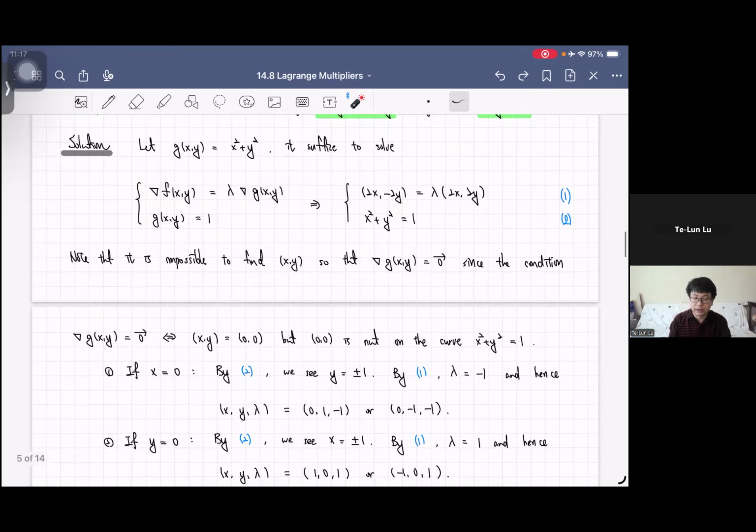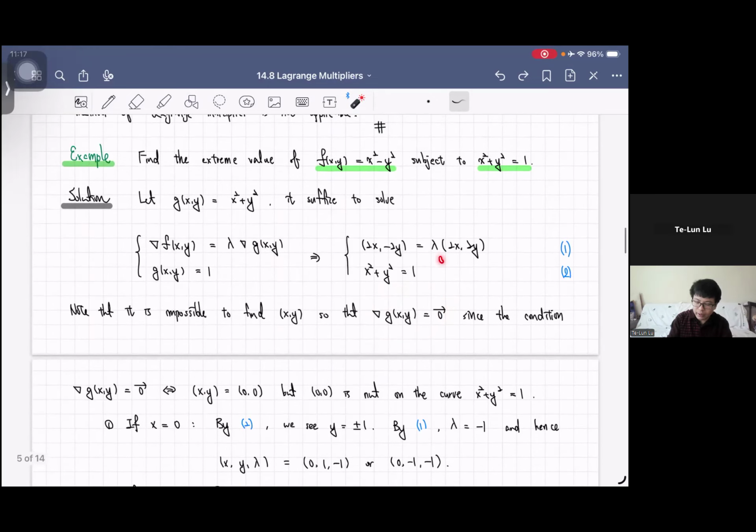First note that again, the method of Lagrange multipliers is applicable because the gradient of g, which is this guy, is never 0. The only possibility that this vector is 0 is when x and y are both 0, but that is not valid because (0, 0) is not on this curve. So on the curve, the gradient is always non-zero.